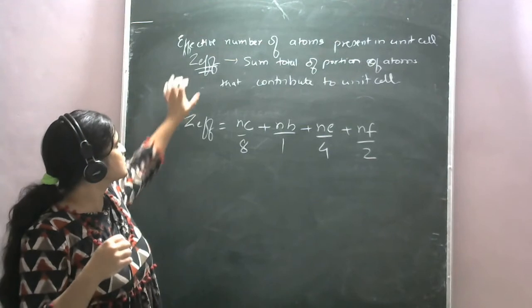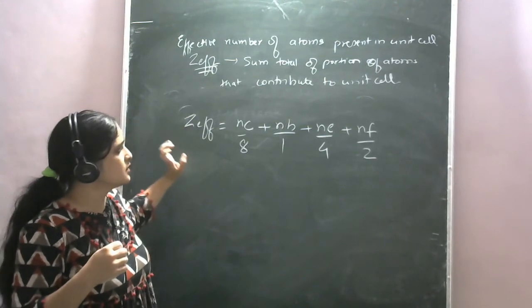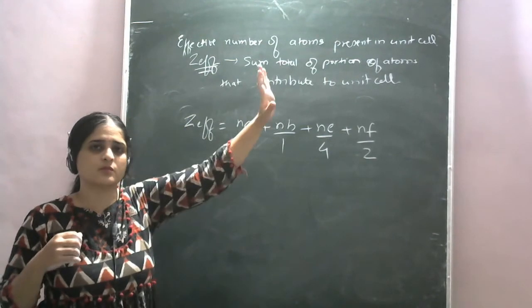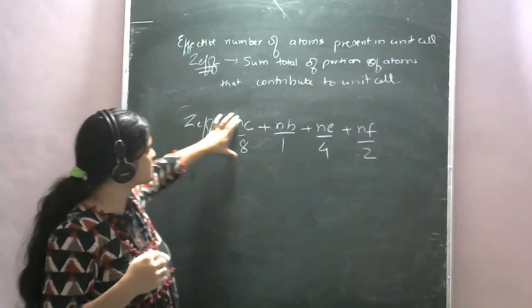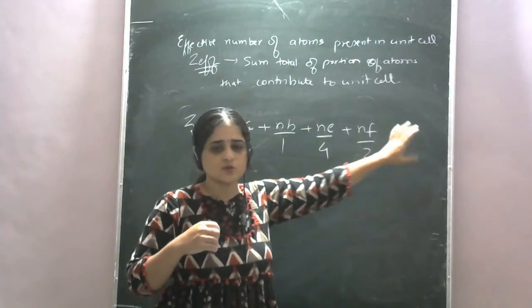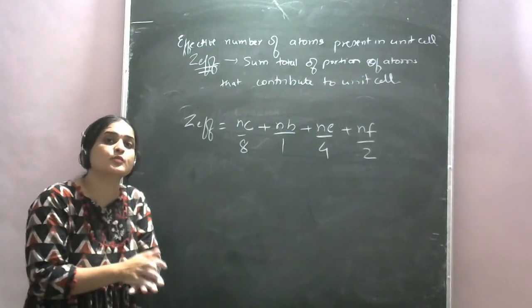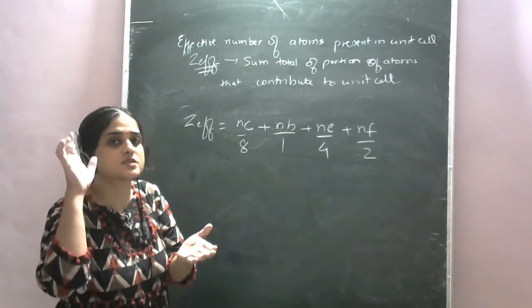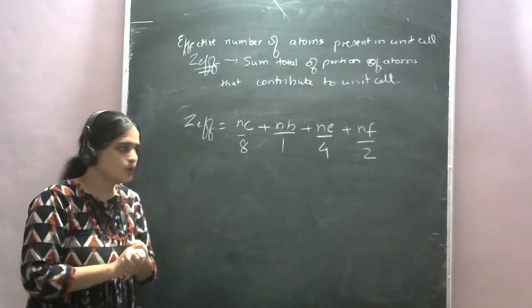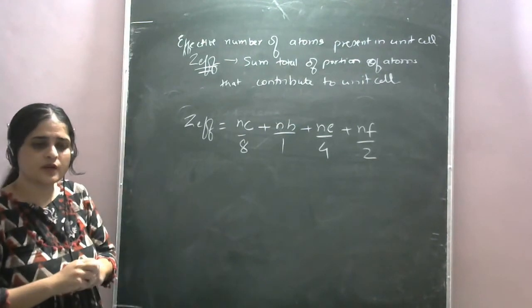So this was about the Z effective for the different positions where the atom can be present. So the Z effective is nothing but the sum of the portions of the atoms which are present at the different positions but which contribute to that particular unit cell. Okay, so this was all about the Z effective.